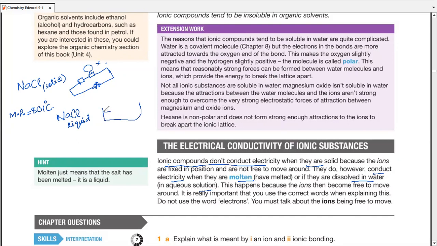Let's take that liquid in a container. Let's suppose we have NaCl liquid over here, and we put the wires in it, and we connect it to a battery, and then we connect it to a bulb, right? Poorly drawn bulb, but definitely this bulb will light up. This means liquid NaCl is conducting electricity. This means when they are molten, they do conduct electricity.